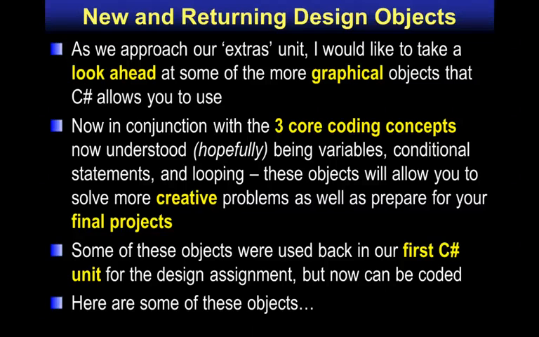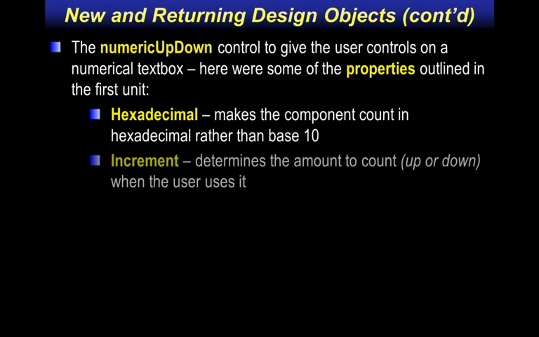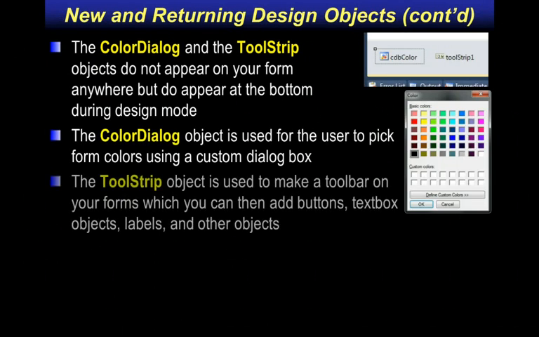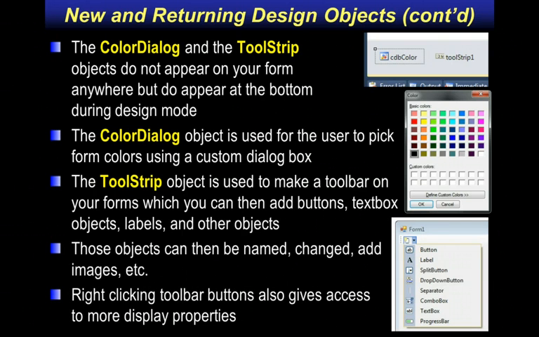So here's some examples of objects that maybe you haven't used yet in the toolbox. Stuff like the numerical up-down, and we're going to use this one in the example today. Instead of a text box, it allows the user to type numbers and use the little up-down arrow keys. Today we're going to explore, for example, the color dialog and the tool strip, okay? So we're going to be exploring things that maybe you haven't touched since way back in that first design assignment, okay?